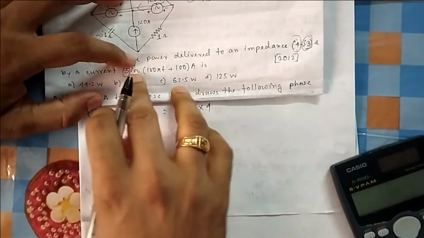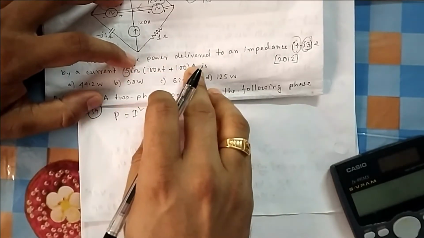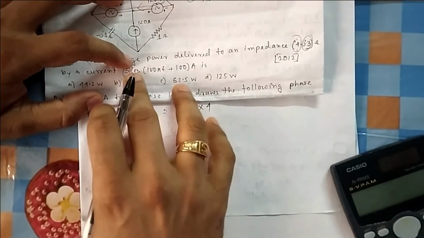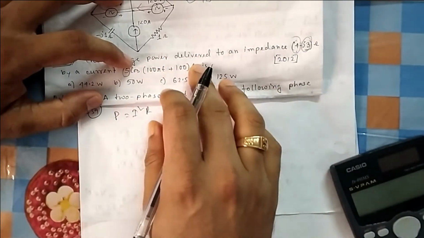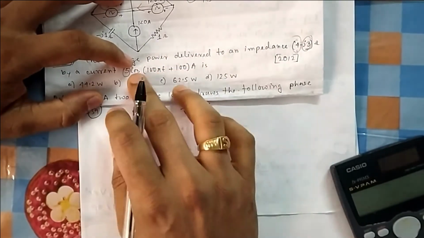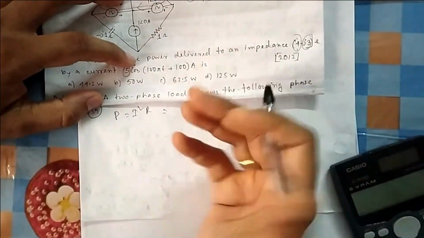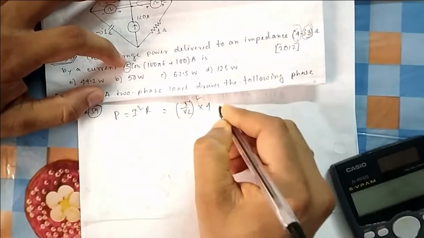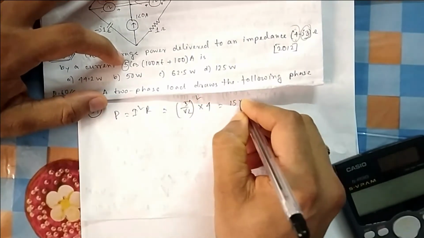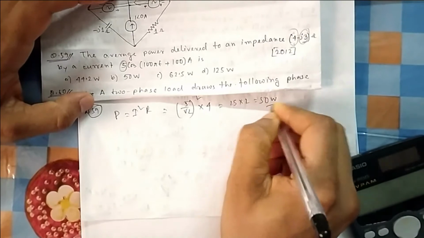Sine cos, you can change any time cos into sine by adding 90 degree. If you change it to a sinusoidal signal, cos is also sinusoidal. So this plus 90 degree. Nothing else. Cos means co-sinusoidal, just complementary to sinusoidal. You need 90 degree. These will remain the same. So it is 5 by root 2 whole square, that is 25 into 2. It is 50 watt. That is your option B.